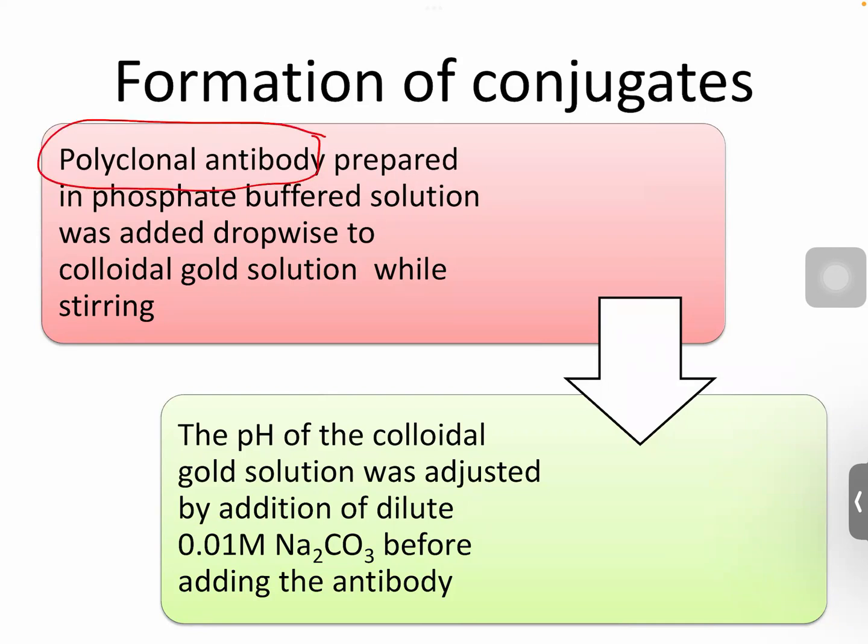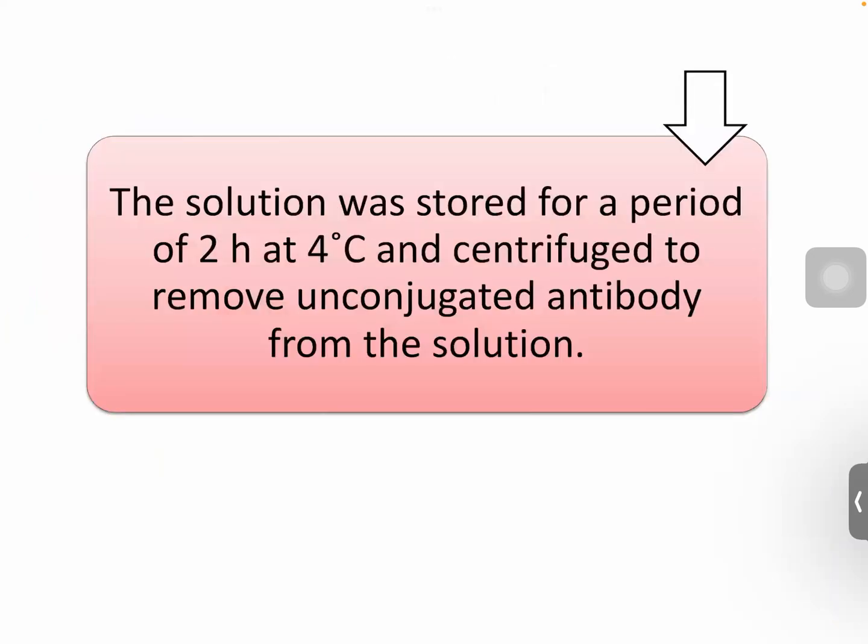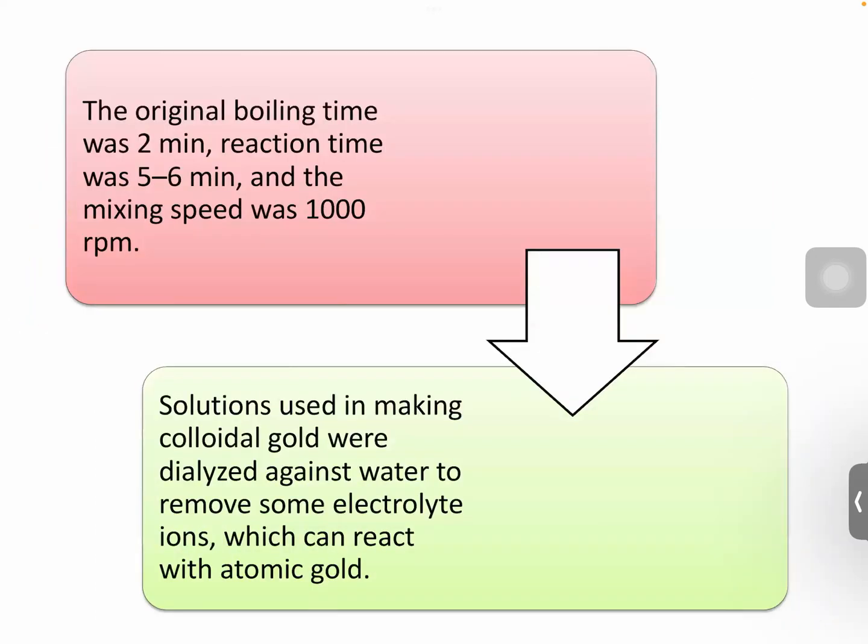So as I mentioned just now, it is preferable to use monoclonal antibody for the conjugates, but it is expensive. So we use polyclonal, right? And we also have to adjust the pH of the solution before adding the antibody. This is to make sure that it does not interfere with the antibody structure or the antibody stability. Depends on the pH. And the solution is stored at 4 degrees and has to be centrifuged to remove the unconjugated antibody before embedded into the conjugate pad just now.